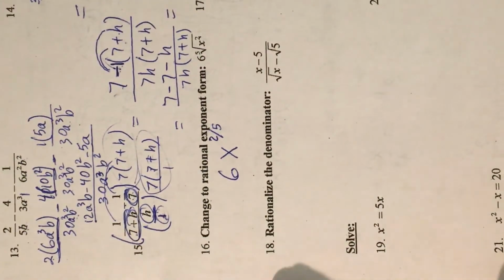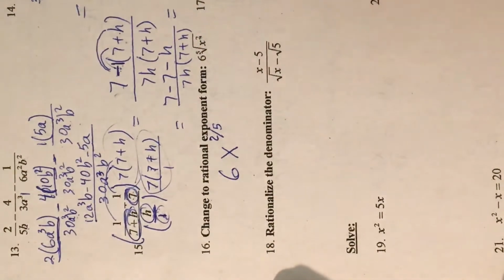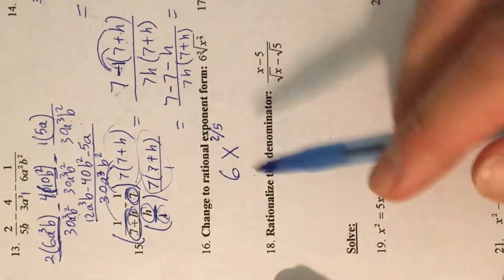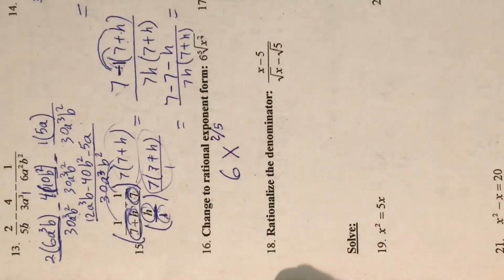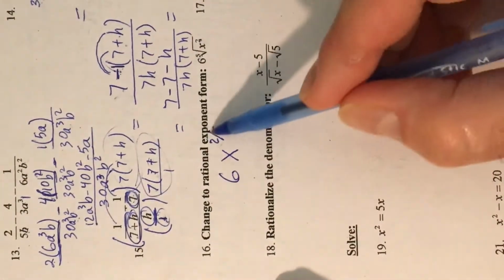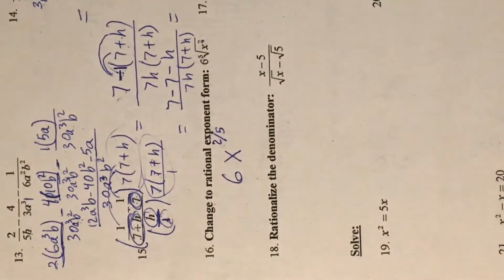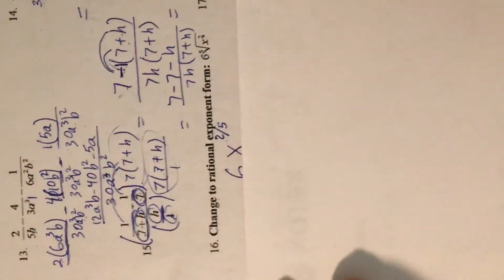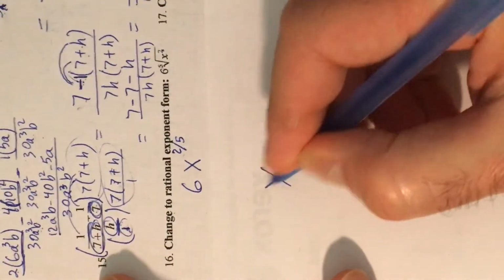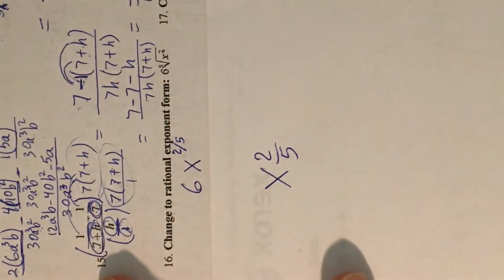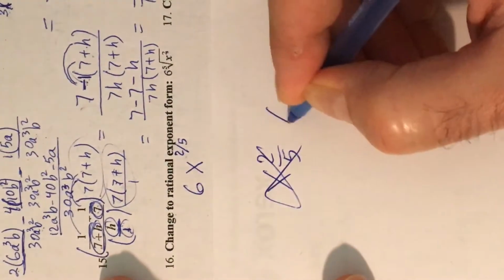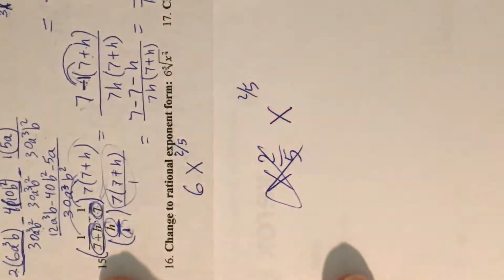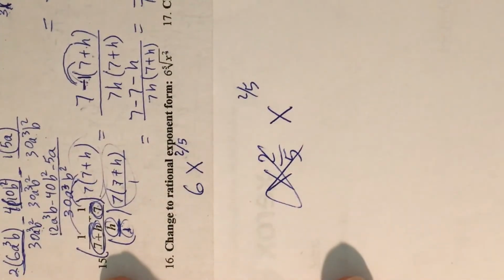So power over the root. Power over the root. Remember that. Power over the root. That gives us a rational exponent. And always make sure your exponent is written higher than the base. So don't write it like this. It's not x times 2/5. You have to write x to the power of 2/5. That means the exponent has to be written higher.